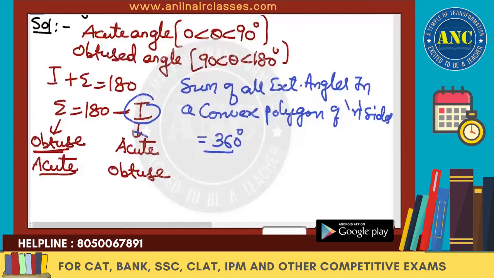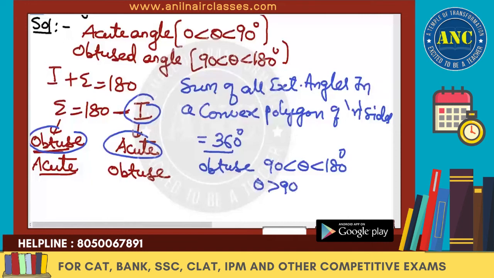If the interior is acute, exterior will be obtuse. Obtuse means 90 less than theta less than 180, so theta is greater than 90. Even if I take 90.1 and multiply by 4, I will get 360.4. So it cannot be 90 point something times 4, because the value will be greater than 360. That means the maximum number of obtuse exterior angles it can have is only 3.